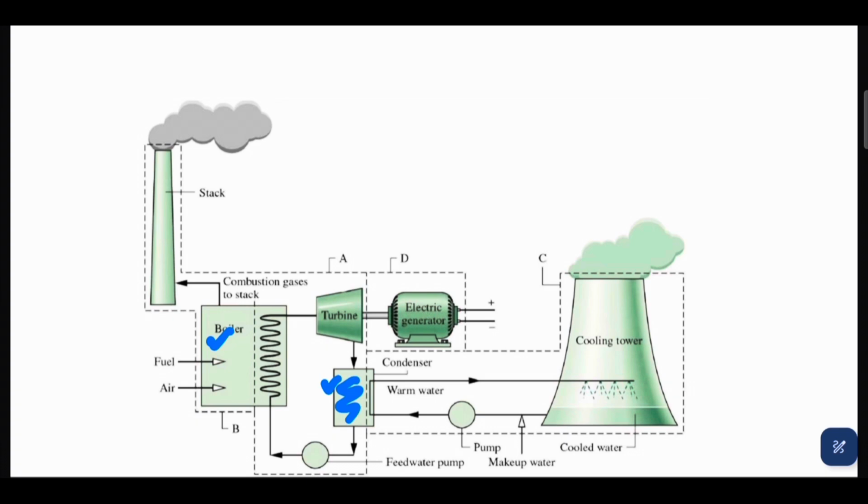And coming back to the condenser, the coolant gets heated up because it has absorbed heat from the steam, so it becomes hot. In order to use this coolant again, we need to cool the hot coolant, the hot water. So this warm water is transferred to the cooling tower. The basic purpose of using a cooling tower is to cool the coolant.